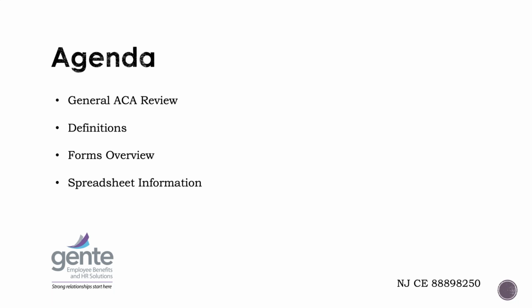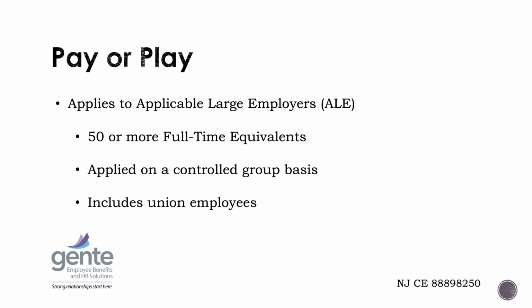ACA reporting is absolutely upon us again. This year promises to be a bit more crazy than past years because it looks like we're not getting any sort of extension or deadline relief. This applies to everybody who's subject to pay or play. That's applicable large employers, 50 or more full-time equivalents on a control group basis, which includes all of your employees. Union employees do not get you away from this. They still count as your employees.